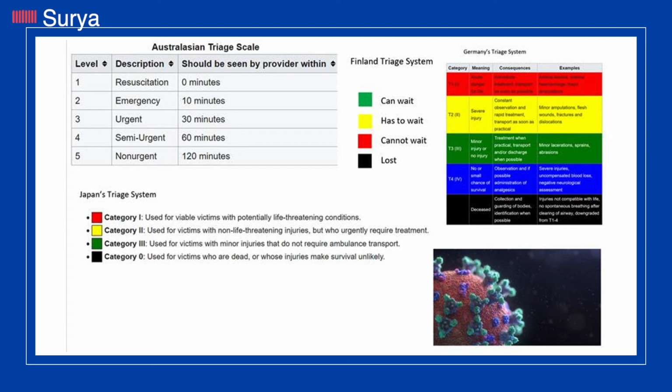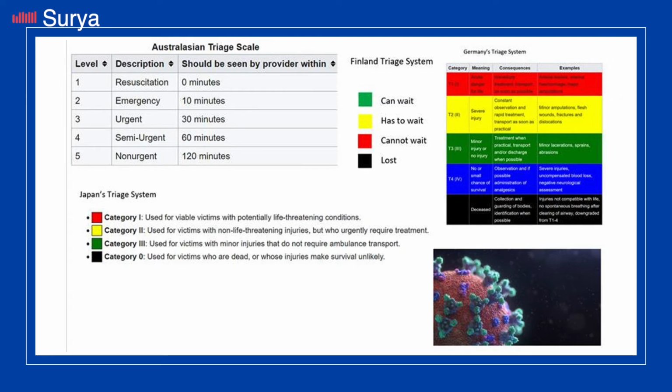Germany's triage system is a 5-level system which includes the level that represents a deceased patient. The most severe level in this system is called T1, which means that there is an acute danger to life. For example, if a patient has an internal hemorrhage or arterial lesions, they will be placed in the T1 level. The least severe level, excluding the deceased individuals, is T4, and patients are placed in this category if there is no or small chance of survival. For example, a patient with uncompensated blood loss will be placed in T4.